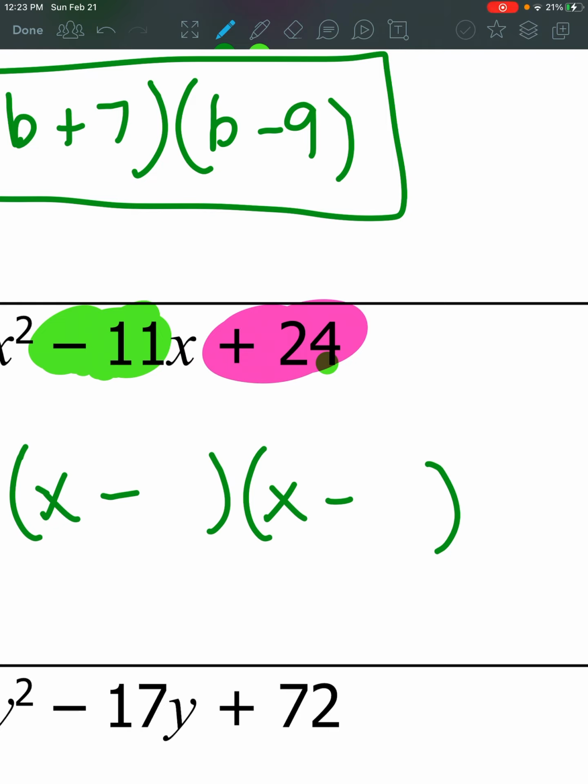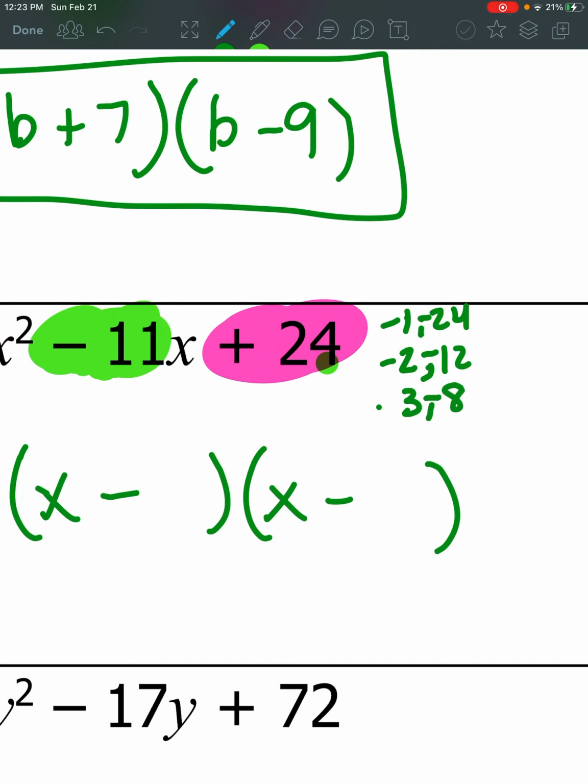So what multiply to 24 but add to negative 11? So we'd have, and you could list them all out, 2 and 12, but all of these, both terms are going to be negative. So negative 2, negative 12, add to negative 14, that doesn't work.